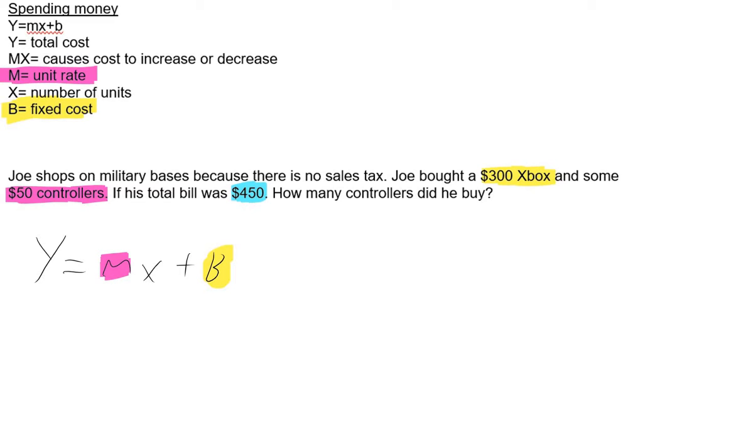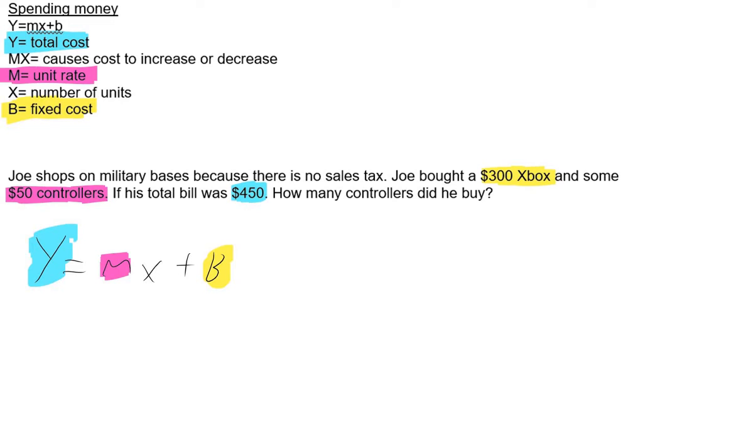Our unit rate. Anytime you see per, you want to remember that that is an indicator for your M or any kind of rate. And then you have $450 as his total bill. So that's going to be very easily worded as our total cost, our Y term.